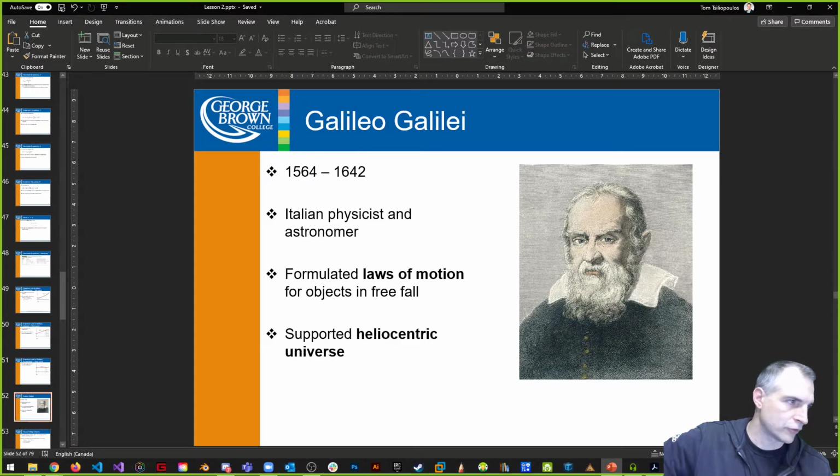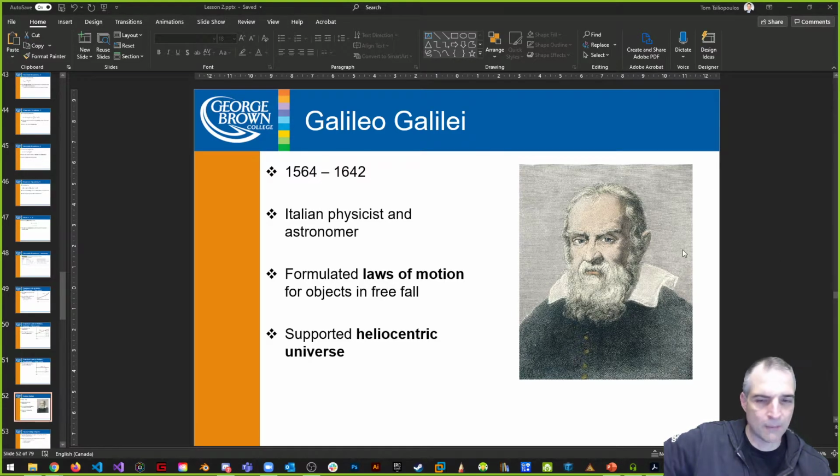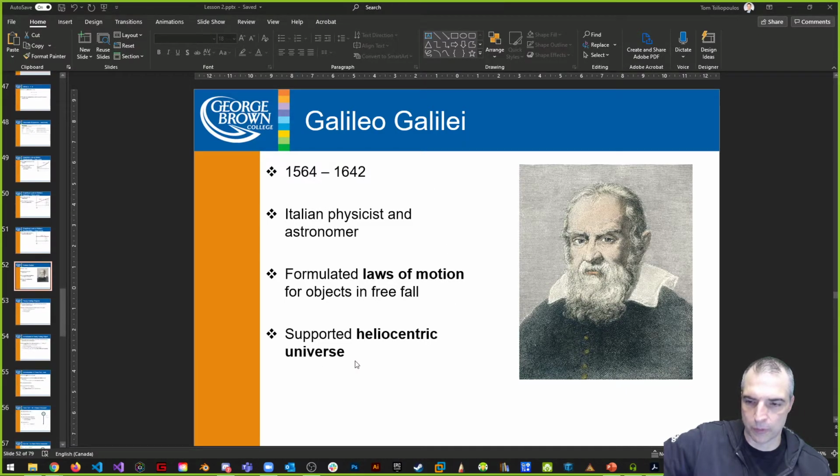And of course, the church didn't like that, and they killed him, I think, at the end. Because they believed that God is the center of the universe. And the earth is the center of the universe. They supported the geocentric model of the universe, where he said, no, it's the sun. And he was wrong, actually. The sun is not the center of the universe.